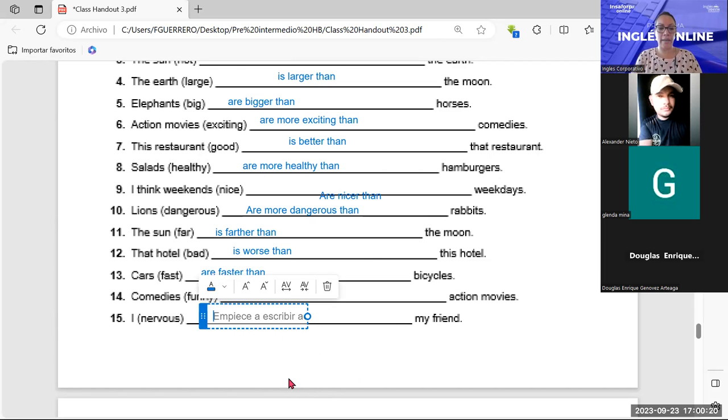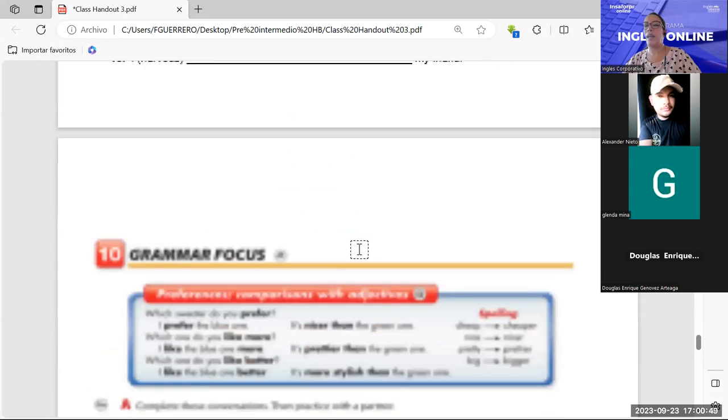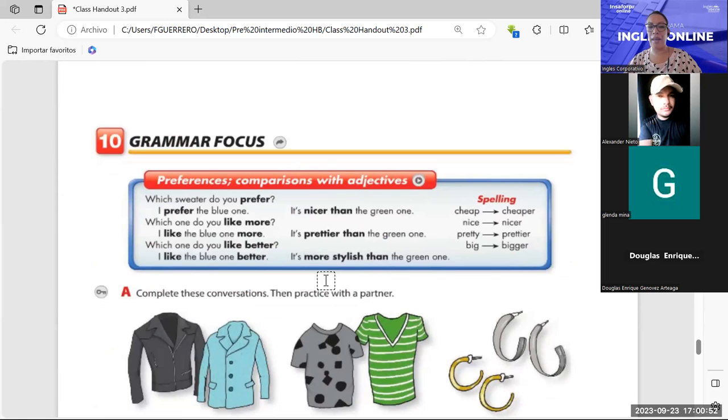Y la última, I am nervous. Ahí sí quedaría raro poner nervous here. Entonces, a veces por eso nos guiamos, ¿verdad? I'm more nervous than my friend. Ahí sí. Quedaría muy feo aplicarle la otra. A veces sí se puede, a veces no. Y así miramos con este. Es un tema que requiere algo de práctica. Entonces, para la próxima, tal vez les ponga algo más de los adjectives, que sería la próxima clase.